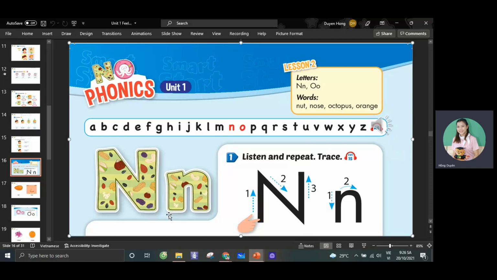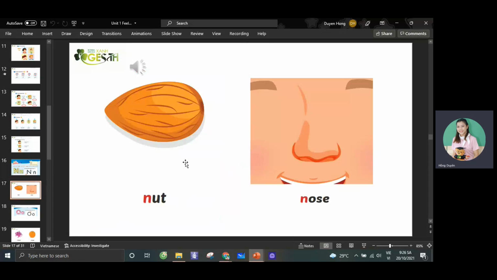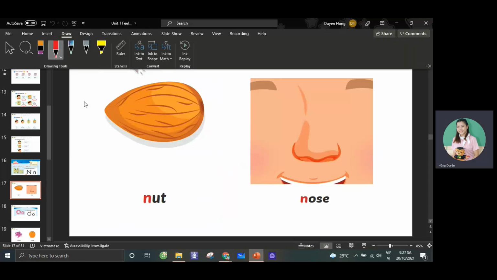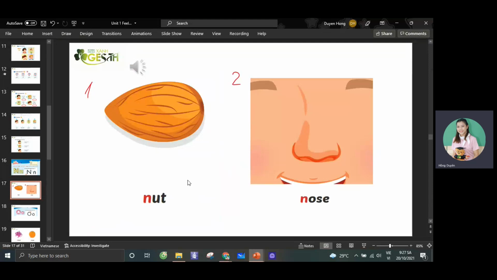All right. N. Good job. N. Very good. How about the sound in the word? First one, picture one. What can you see in the picture? Picture one and picture two. So what can you see in picture one? Bike. Nut. All right. How about number two? Number two. Mina. How about the sound?